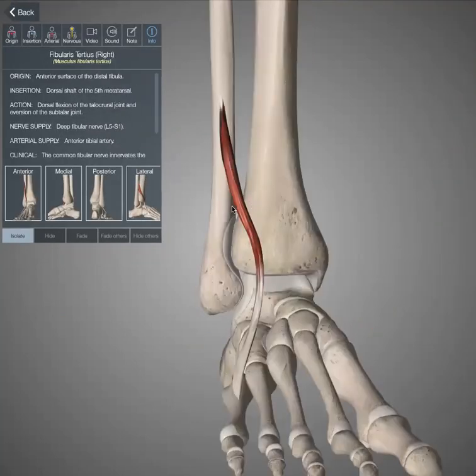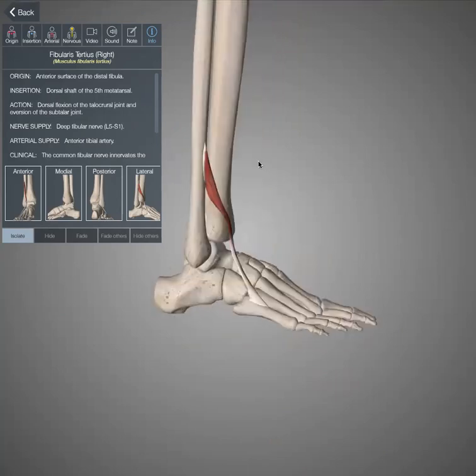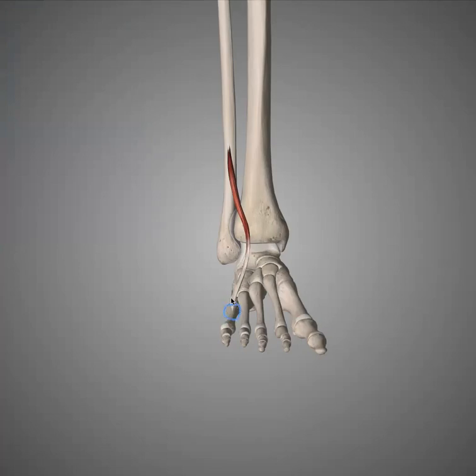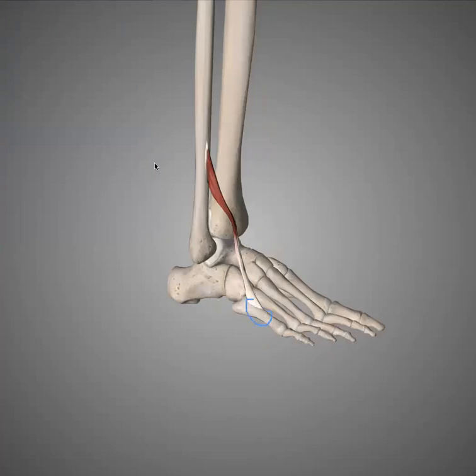Now, fibularis tertius, the fourth muscle, is thought to arise from the most distal part of the extensor digitorum longus. So it actually arises from the muscle. Attachment: it originates from the extensor digitorum longus and also from the medial surface of the fibula. The tendon descends onto the dorsal surface of the foot and attaches onto the fifth metatarsal. Here you can see that it attaches onto the base of the fifth metatarsal.